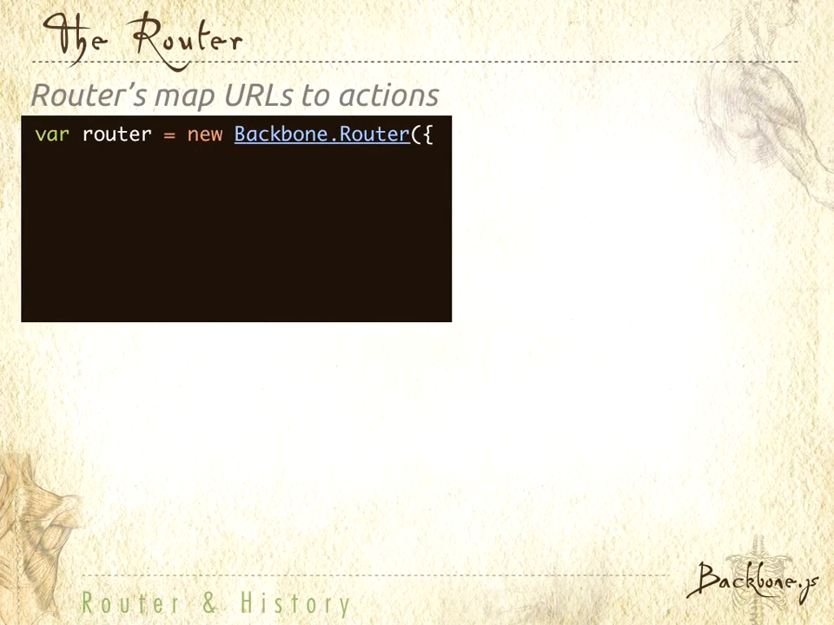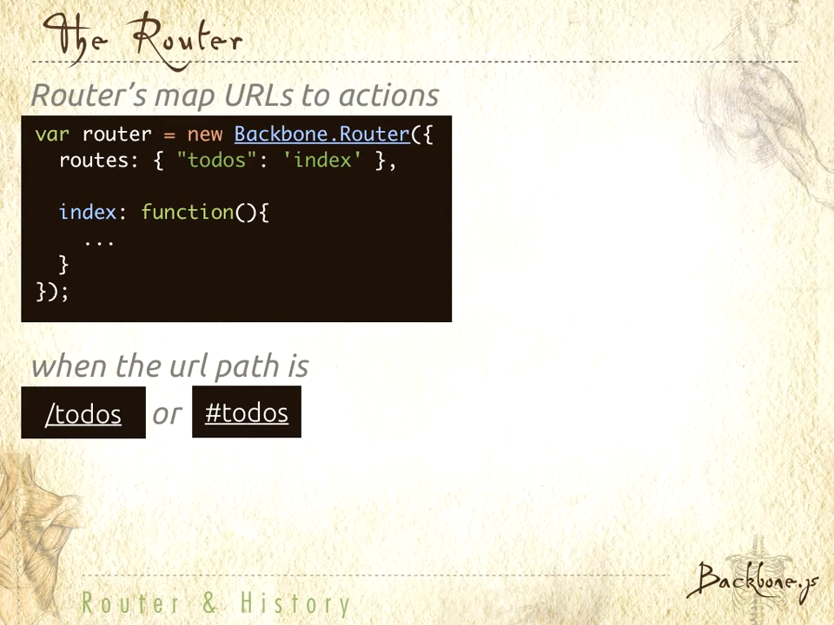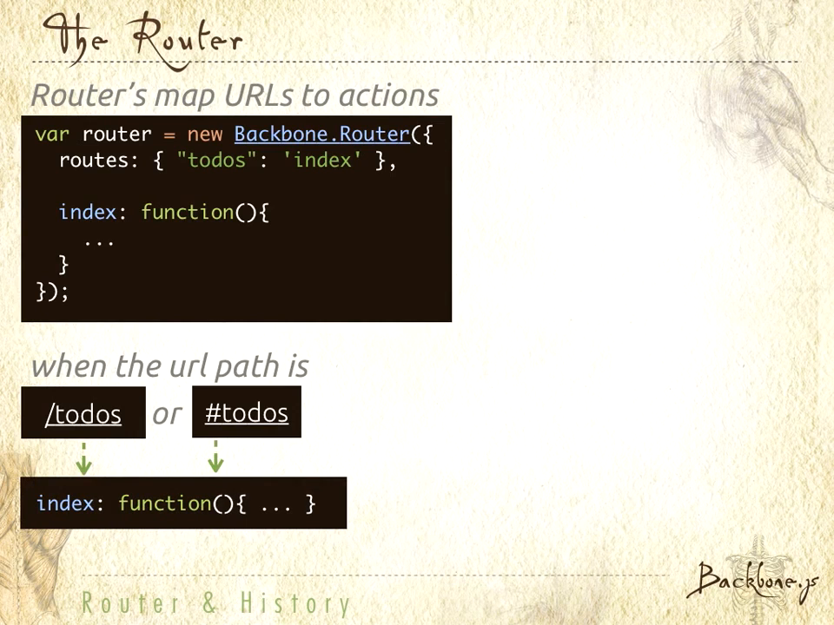First, let's introduce Backbone's router. Now, the router's job is to map URLs to actions. As you can see here, we're creating a new router, and we're going to pass in a routes object. This is going to map a URL to a single action. In this case, when the URL is todos, the action will be index. And that index function is defined on the router. So when the URL in your browser is, say, /todos or #todos, the index action will be called. If you're unfamiliar with that # syntax, we're going to cover it a little bit later.